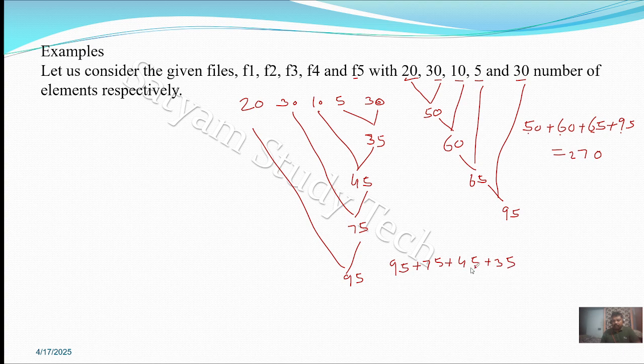So here it is 5, 5, 10, 15, 20, 0, 2, 5 plus 4, 9, 9 plus 7, 16, 16 plus 9, 25. So here the total number of comparisons required is 250. So here you can take the number of patterns that are possible. Out of those patterns we can find the optimal merge pattern. That optimal merge pattern requires the minimum number of comparisons. You have to find that. So by using this greedy method you can solve this problem.